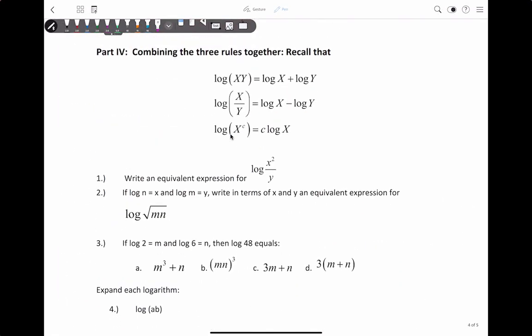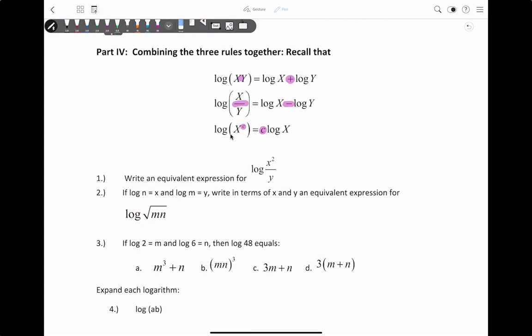Okay, so recalling and putting everything together: when there exist two separate logs that are added, we combine them into one with multiplication. When there are two logs that are subtracted, we combine them together for division. And then last but not least, like we saw, we move the exponent in front as a coefficient. And vice versa. These are interchangeable both ways, okay?